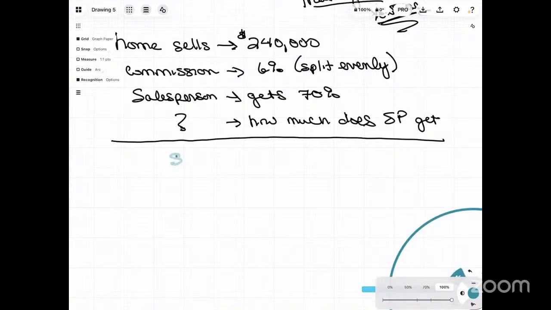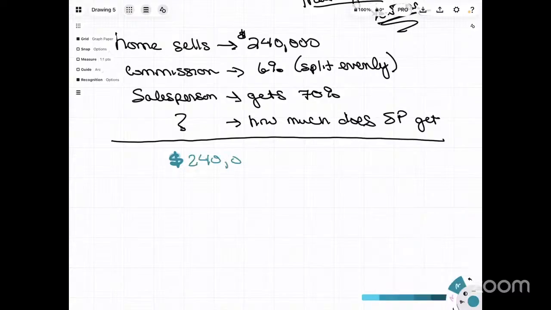Of 240,000. There we go. That's better. And if I multiply that by 6%, I'm going to get the total commission. This is the commission that goes to both the listing agent and the buyer's agent. So 240,000 times 6% is 14.4. Yep.